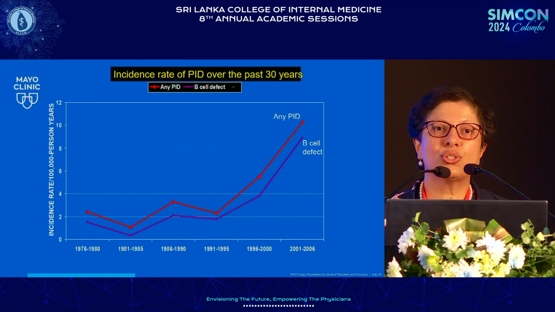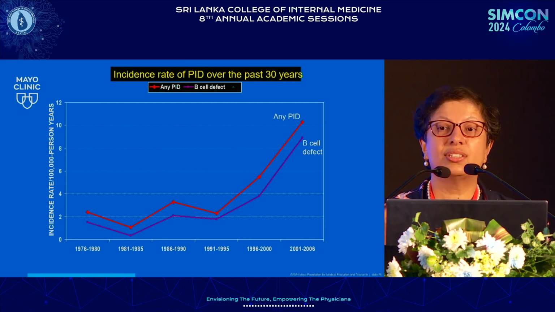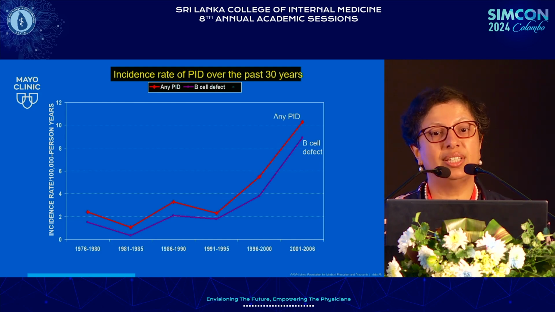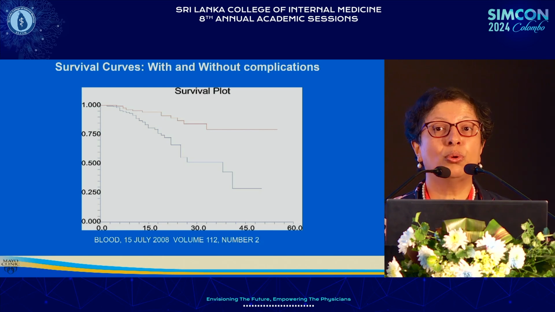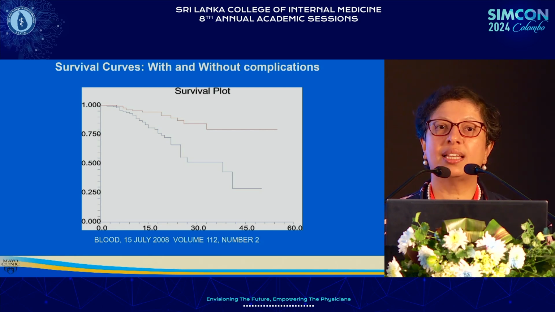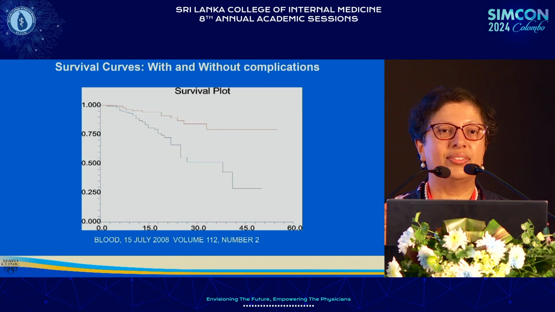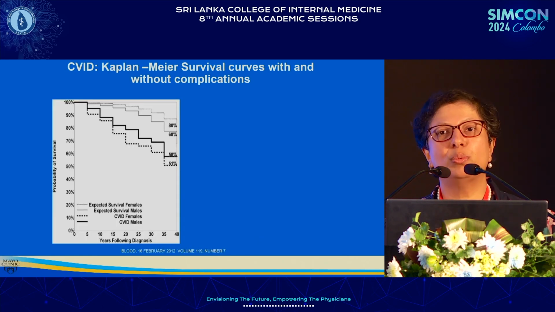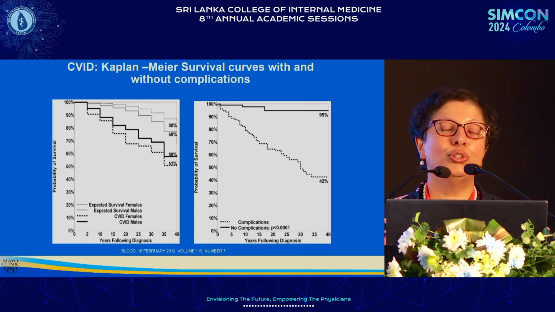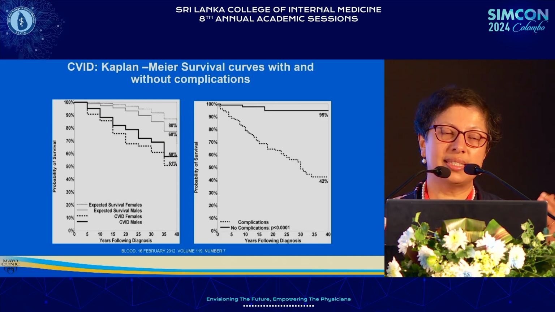As time has gone on, we have more awareness, and so we see a higher incidence of some of these immune deficiency disorders over time. These patients do poorly. If you look at the survival curve of somebody who does not have an immune deficiency as compared to somebody who does, their risk of mortality is much higher. And if you have complications with some of these immune deficiencies, you do much worse. Somebody who has recurrent infections with autoimmune manifestations seems to do extremely poorly compared to somebody who does not.